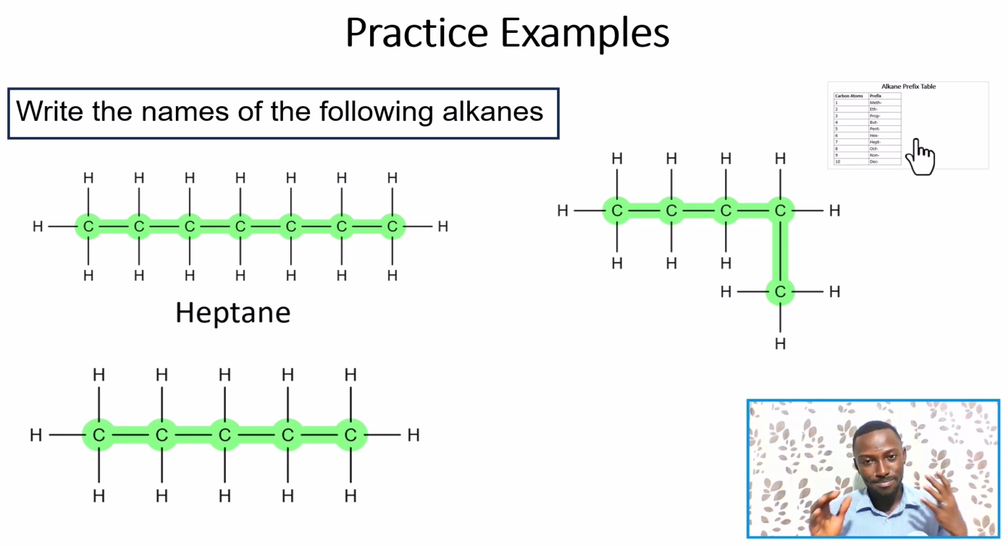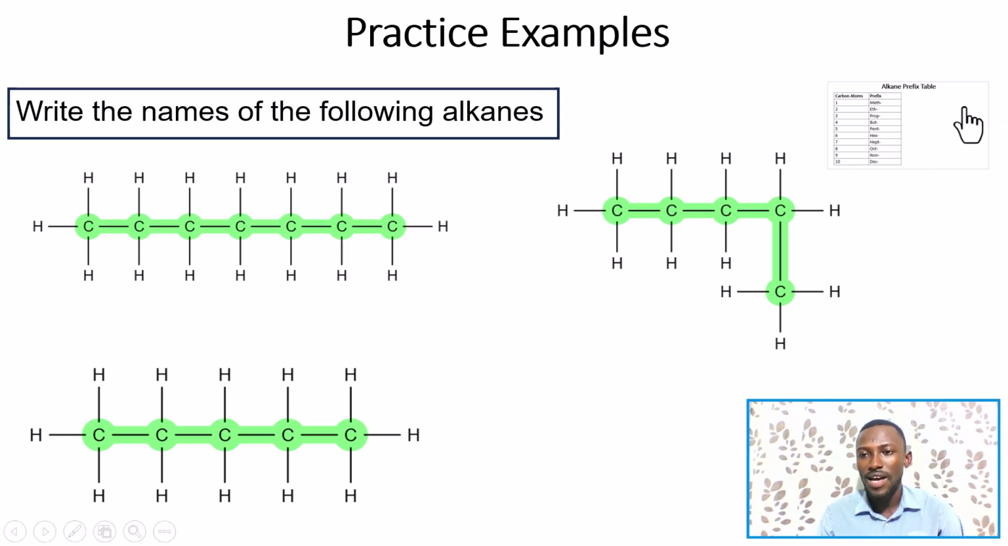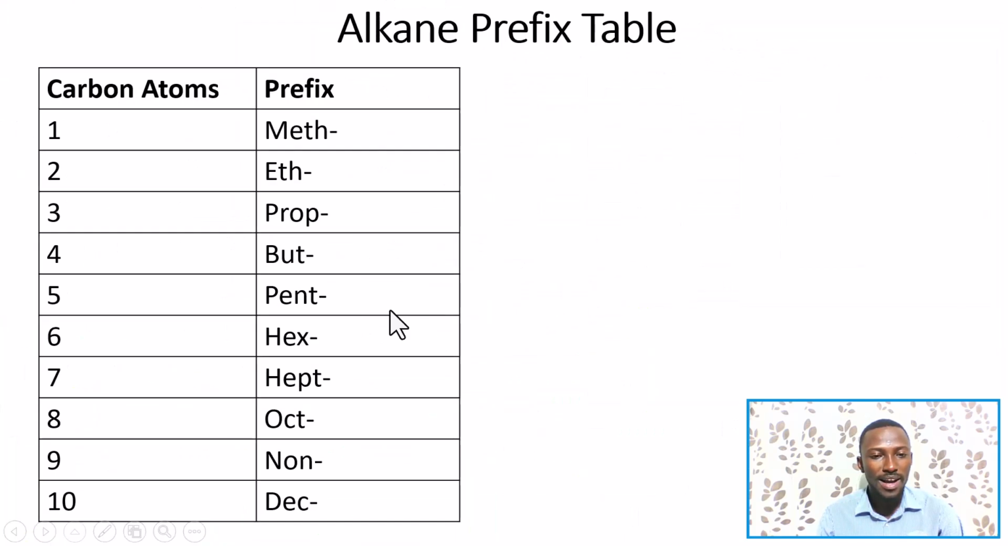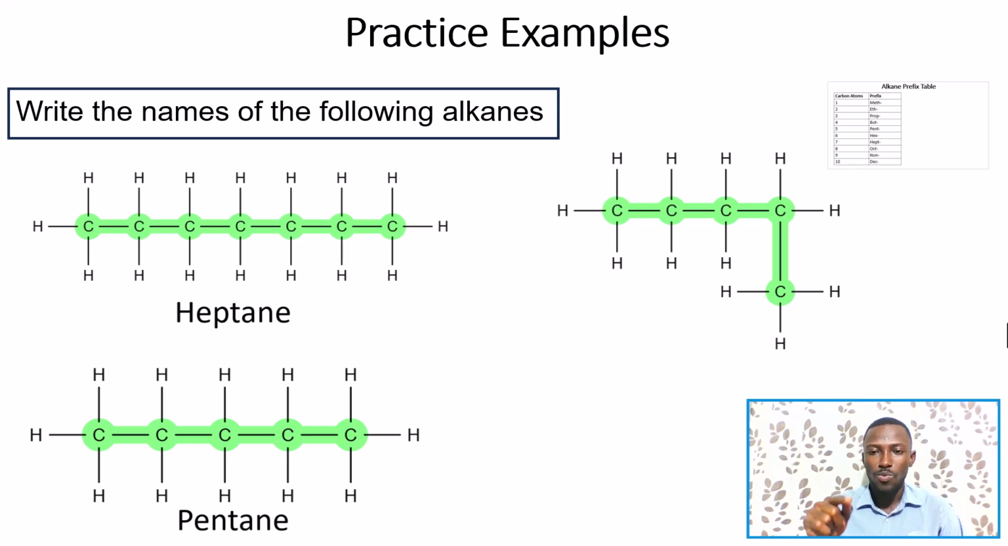For the second example, I'm daring you to pause the video and write the name in the comment section. Are you done? Now, how many carbons do we have? We have 1, 2, 3, 4, 5. So we have 5 carbons. If there are 5 carbons, what would be the prefix? Remember, carbon number 5 is pent. Now let's go back. If it is pent, this will be pentane. Good. What about the last example? Let's count the number of carbons: 1, 2, 3, 4, 5. This third one is just the same as the second example we saw, so this is also a pentane.